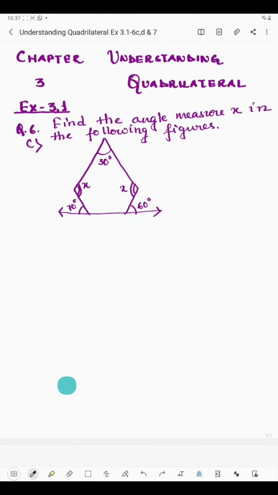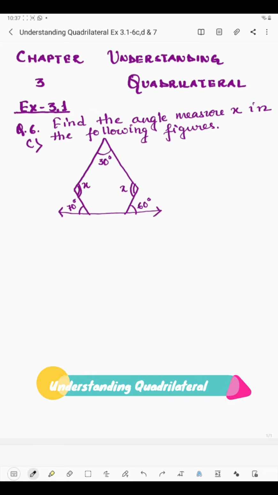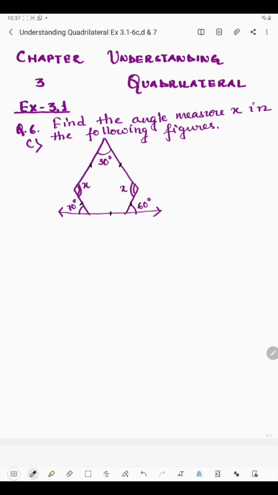Now coming to C part. At first we will count the number of sides. So 1, 2, 3, 4, 5. So this is a pentagon. Now we will have to find the value of x. Until and unless we get these two angles, we cannot get the value of x. So let us consider this angle be 1 and this angle be 2.